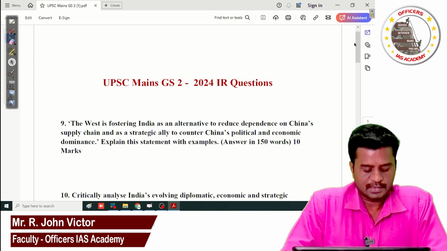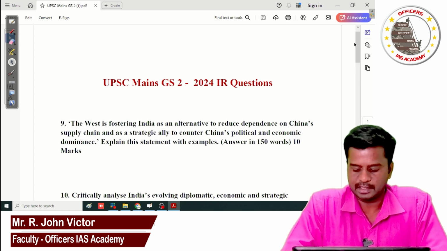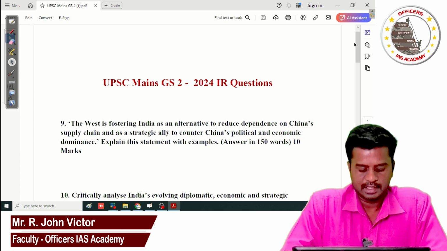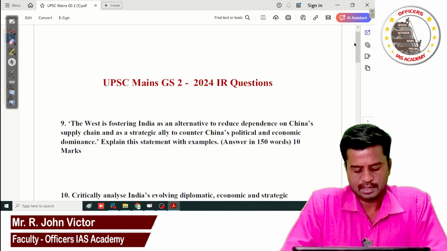Let's read the question. The West is fostering India as an alternative to reduce dependence on China's supply chain and as a strategic ally to counter China's political and economic dominance. Explain this statement with examples. So first, decode the question.